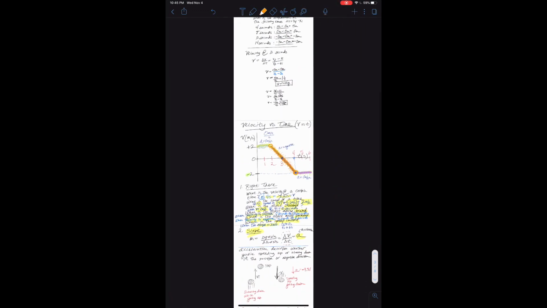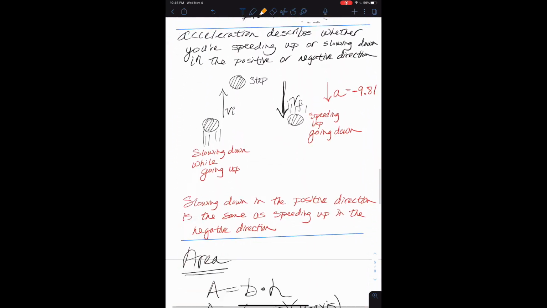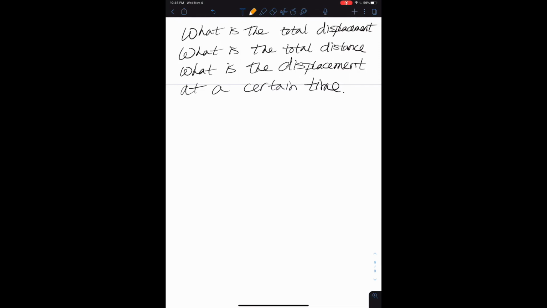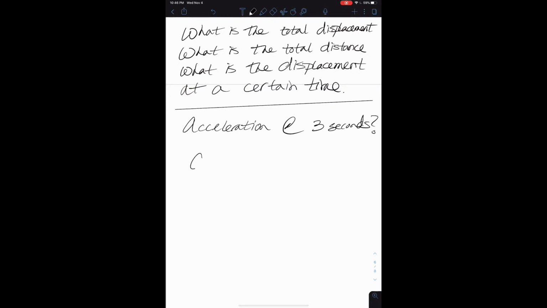All right, if we come down here and find some clean paper, we're saying, what is the acceleration at 3 seconds? So what we do is we get our acceleration formula. We expand it out.